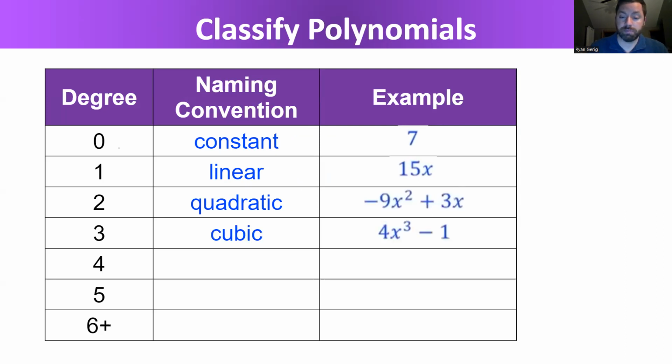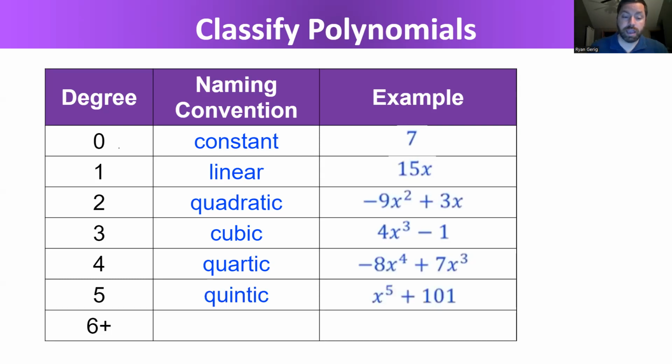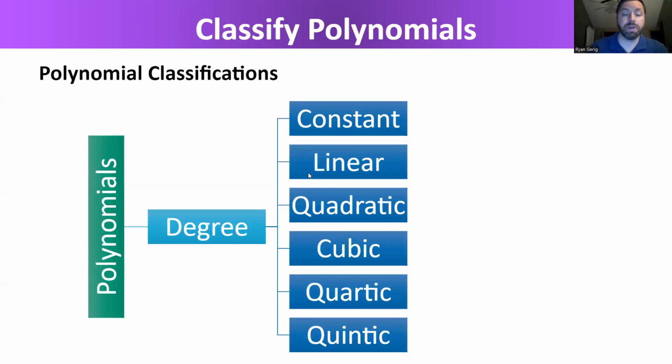Here's an example. Biggest exponent 4, we don't use this. The next ones we don't use as much. It's quartic. It's x to the 4th. Quintic. And 6 plus, we just say 6th degree, 7th degree, 8th degree, and so on. So in the previous slide, we had 8th degree. And in the 16th degree, there's an example of a 16th degree polynomial. All right, so that's one way of classifying polynomials, is using one of those names.